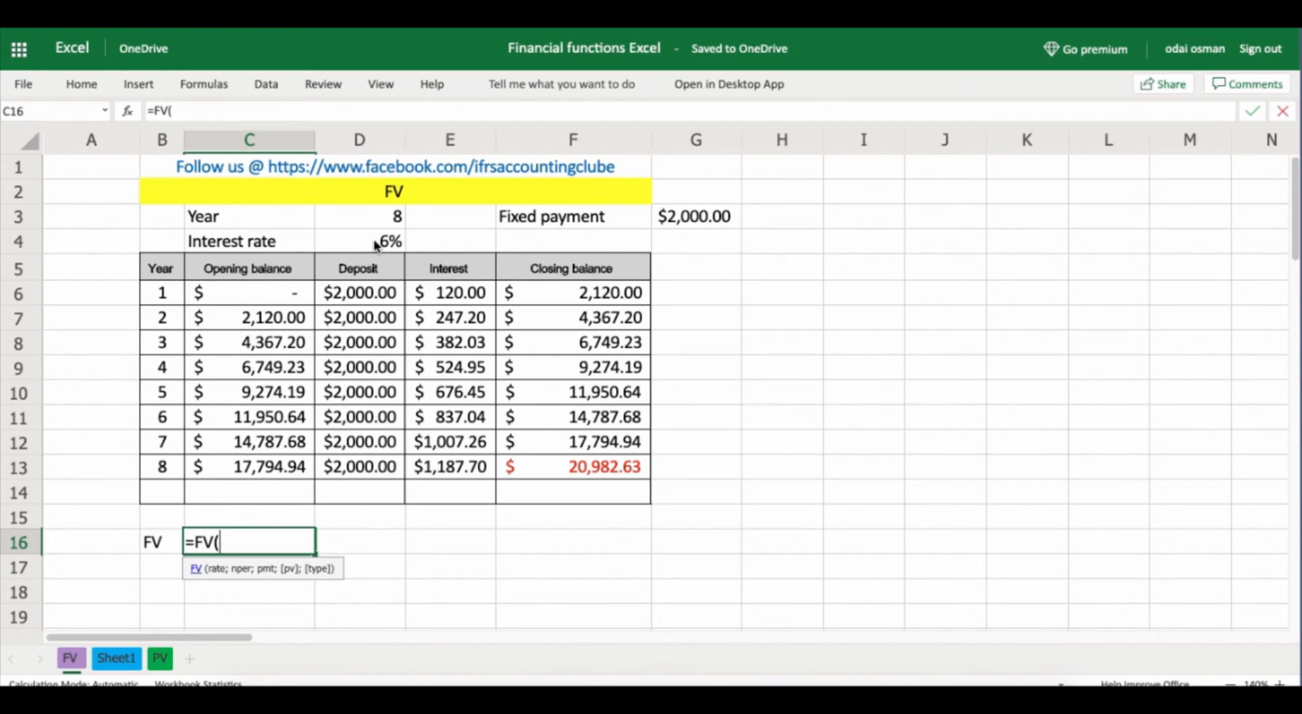So let's apply the formula. The interest rate is 6%, comma, and the number of periods is 8 years, comma, and the fixed payment is $2,000, comma, the present value is 0, the type is 1, close the bracket, and hit enter.